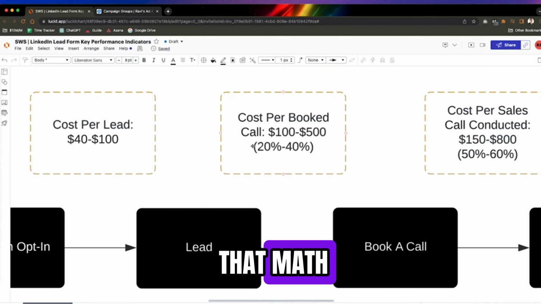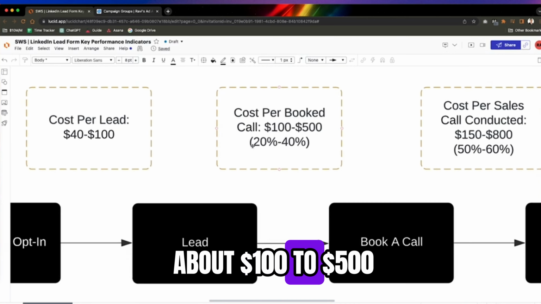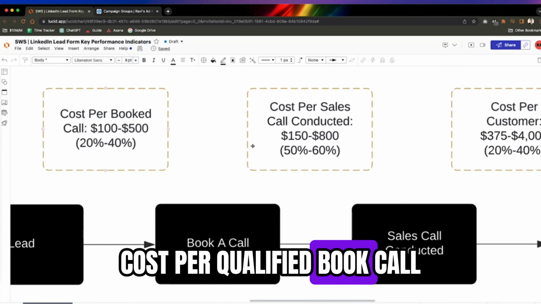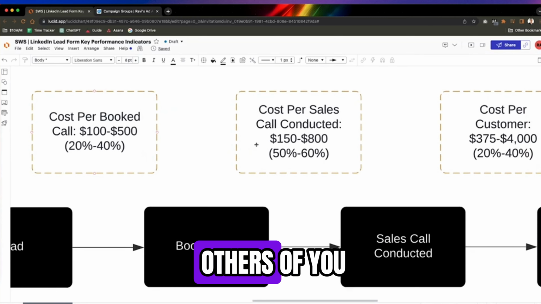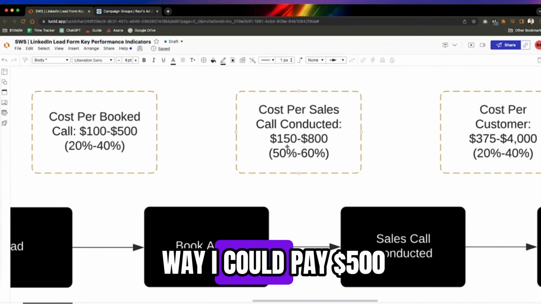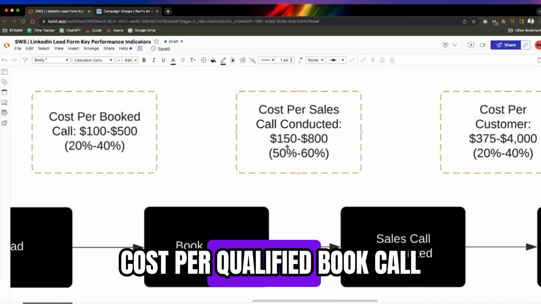And if you do that math, it's going to be about $100 to $500 cost per qualified book call. Once again, for some of you, this is amazing. For others of you, you're like, there's no way I could pay $500 cost per qualified book call.